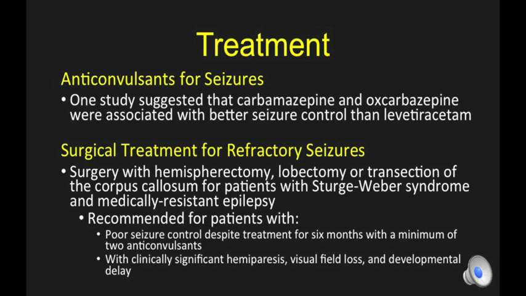Surgery with hemispherectomy, lobectomy, or transection of the corpus callosum is recommended for patients with Sturge-Weber syndrome and medically resistant epilepsy. This is especially recommended for patients with poor seizure control despite treatment for 6 months with a minimum of 2 anticonvulsants, and also for patients with clinically significant hemiparesis, visual field loss, and developmental delay.